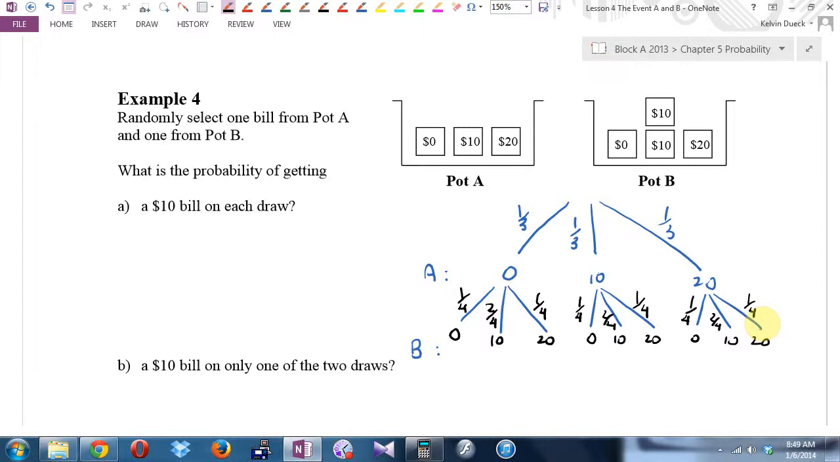Cards are almost, especially if you're not replacing, cards are going to be dependent because what you have in your hand determines the probability of what's left in the deck, because you might have the card that you're looking for in your hand already, or you might not.